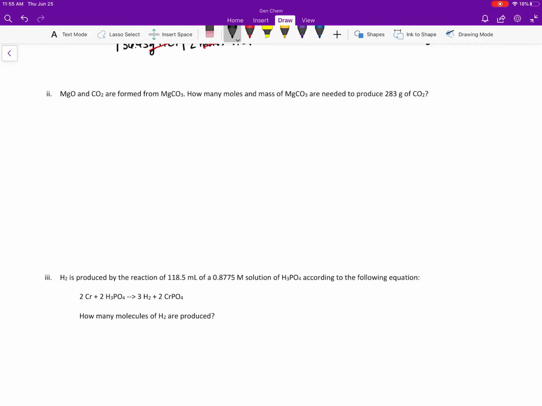So on to the second problem. This one says that we have magnesium oxide and carbon dioxide are formed from magnesium carbonate. So it's kind of confusing because the wording gives the products first, but it very clearly says that it's formed from something, which makes this my reactants and these my two products.